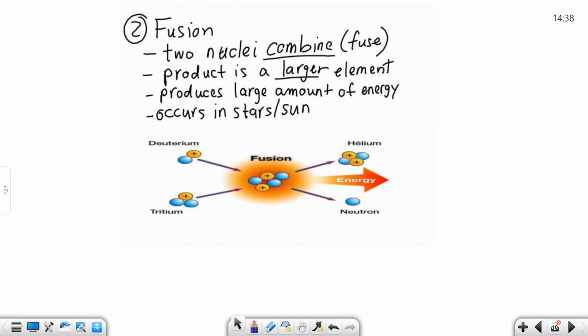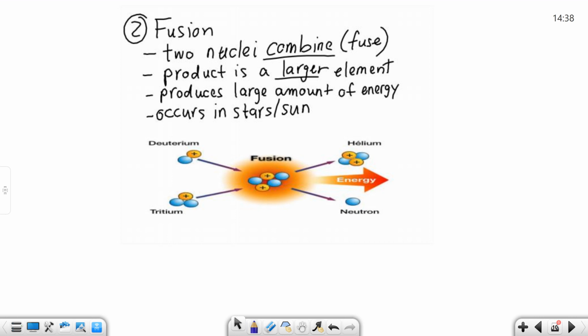Fusion is where we're going to combine. The word fuse means to put together, to glue together almost. This is where we will produce a larger product than what we started with, because we're essentially combining two elements to form a larger one. We're adding more protons together.